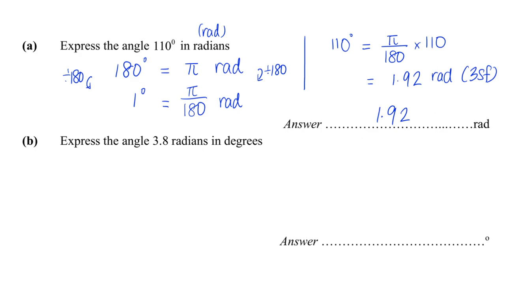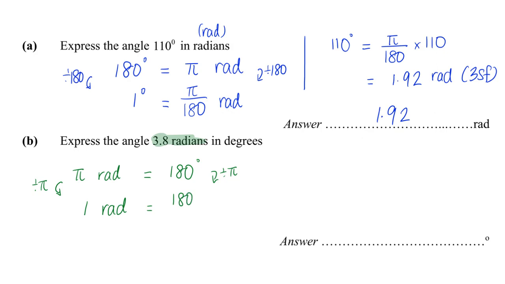Part B, now instead of degrees, they give us the angle in radians. So I'm going to use that same conversion but with a twist. I'm going to write pi radians instead, because now I am interested to know what my 3.8 radians is. So I would love to find out what my 1 radian is first. Yes, I am going to divide by pi on both sides.